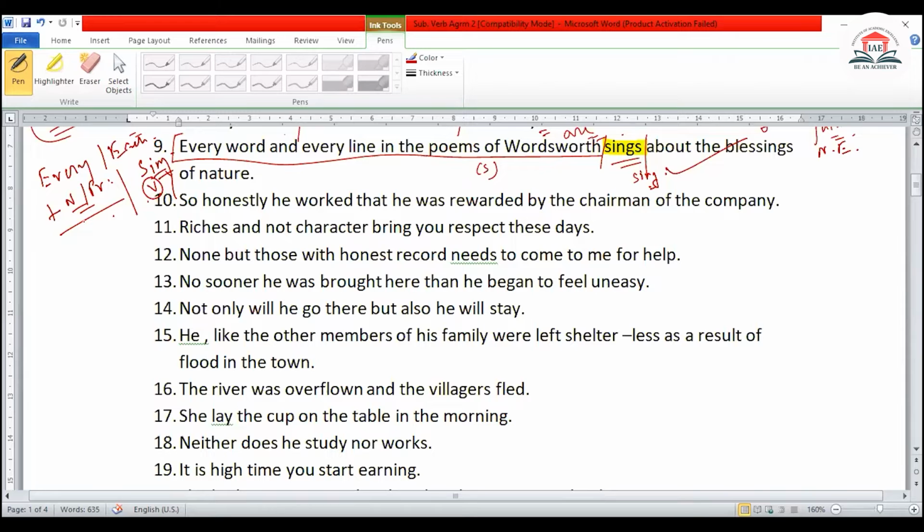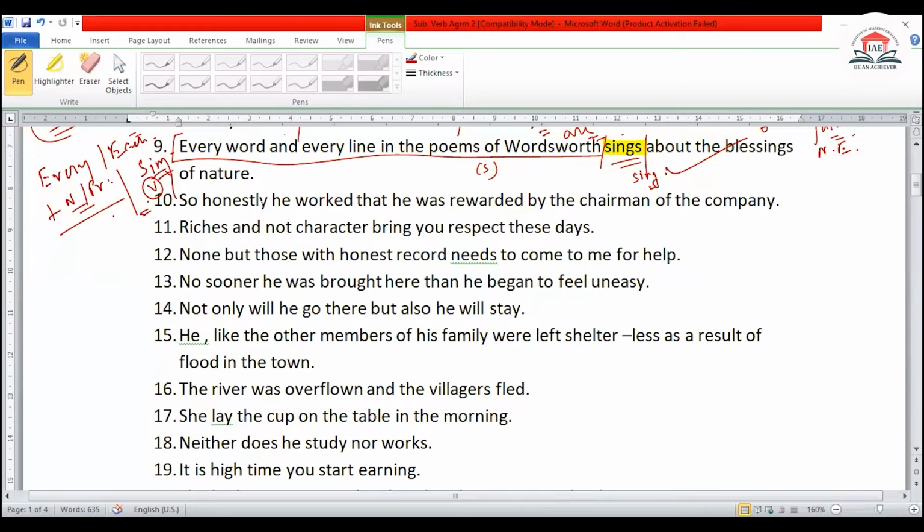It must be singular. Like we have every word and every line in the poems of Wordsworth seems, that must be singular. Your subject is accompanied by every or each. Undoubtedly, the verb should be singular. Now, come to the next one.